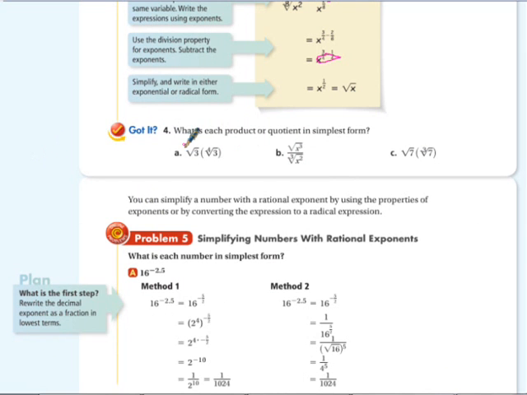So go ahead and see if you can find what each product or quotient is in simplest form. Big deal there, simplest form. Go ahead and pause the video now. Try and get those in simplest form.